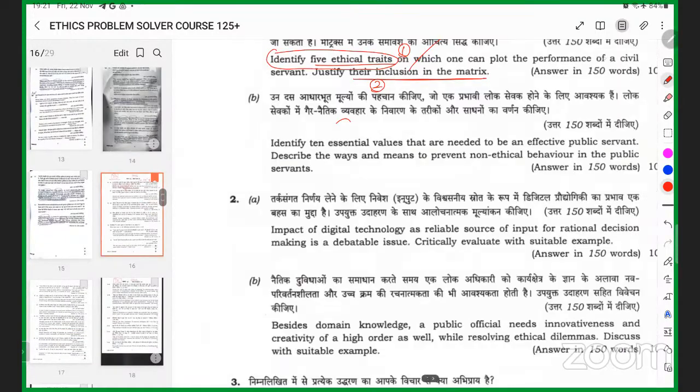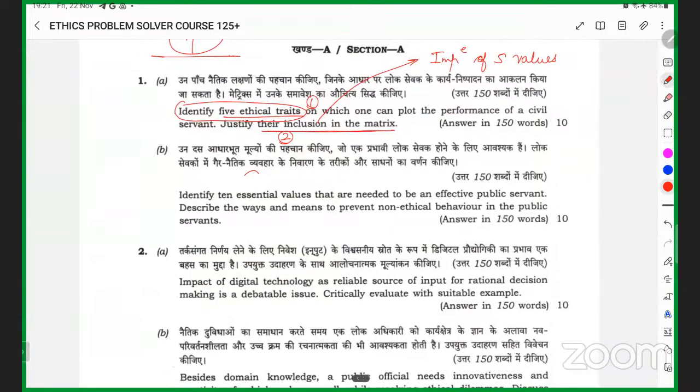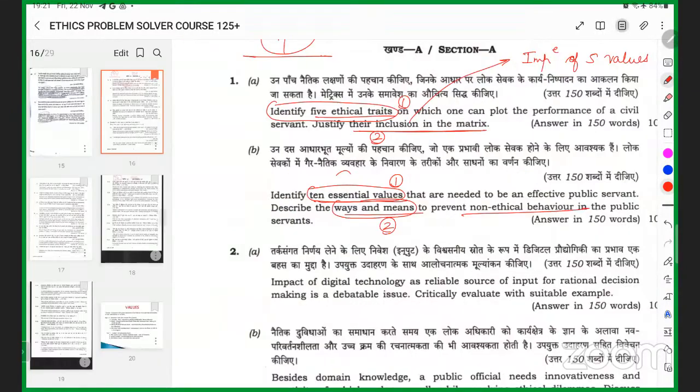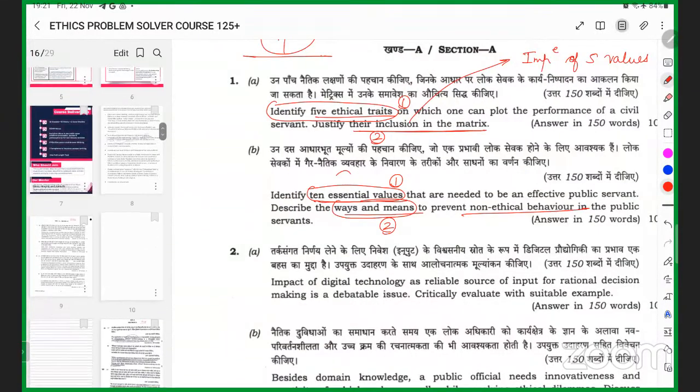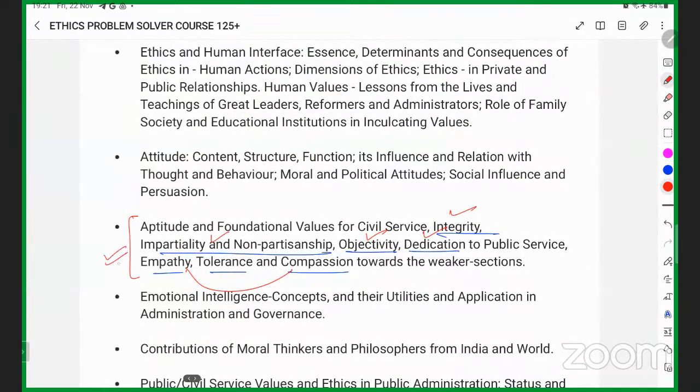Let's see another question. So the second question is, identify 10 essential values that are needed to be an effective public servant. Describe the ways and means to prevent non-ethical behavior in the public servant. Again, a very easy question. In the first question, they had asked you about five ethical traits. Now they're asking about 10 ethical values. This is demand one. The second is ways and means. For what? To prevent non-ethical behavior. Again, directly from your syllabus.